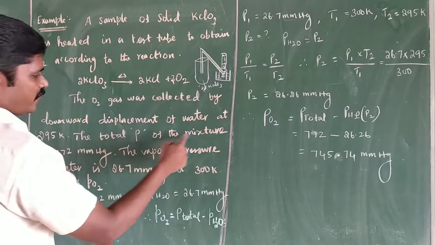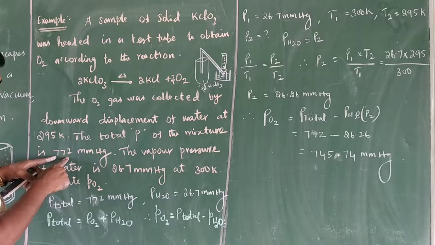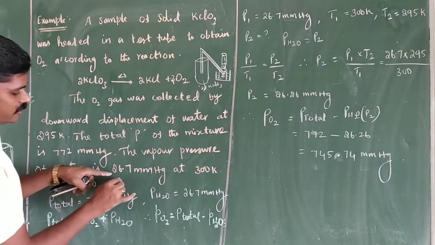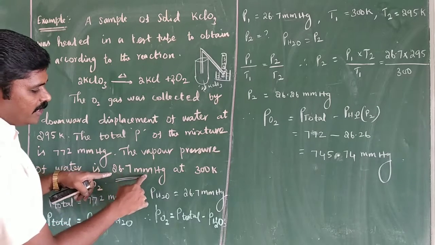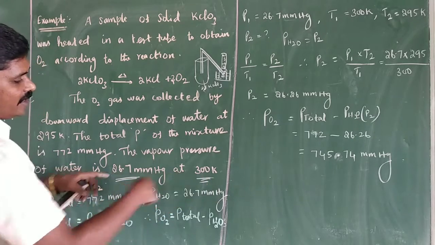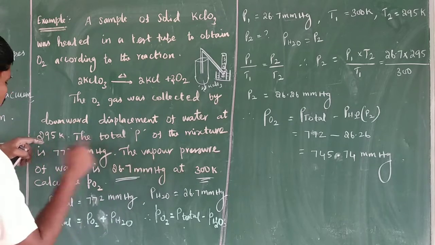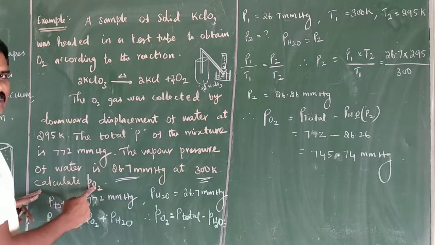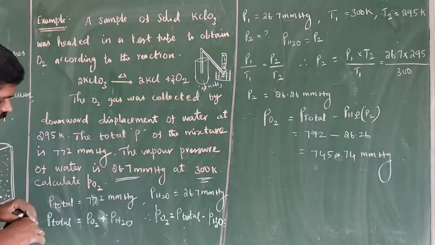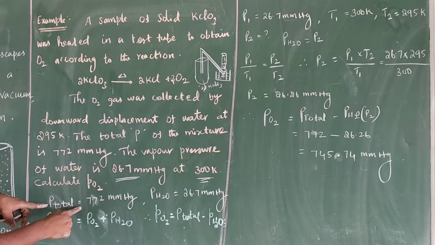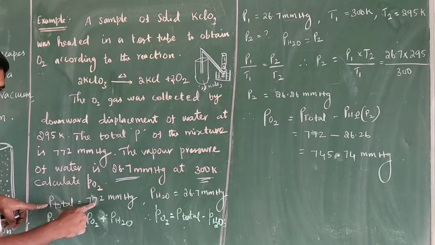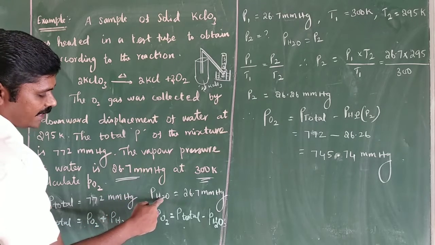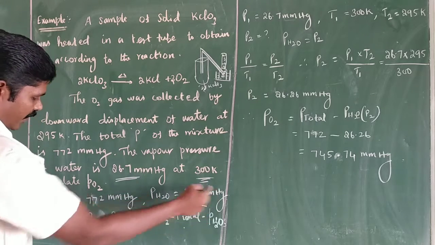The total pressure of the mixture is 772 millimeter of mercury. The vapor pressure of water is 26.7 millimeter of mercury at 300 Kelvin. So there are different temperatures, 295 Kelvin and 300 Kelvin. Calculate the partial pressure of oxygen. P total is equal to 772 millimeter of mercury, and the pressure of water is 26.7 millimeter of mercury.